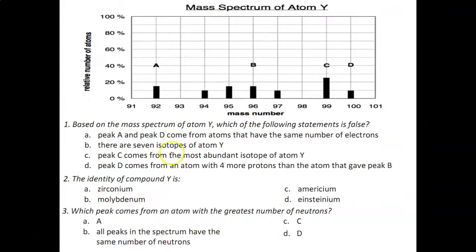All right, let's try some questions. Based on a mass spectrometry of Y, which of the following statements is false? Peak A and D come from atoms that have the same number of electrons.